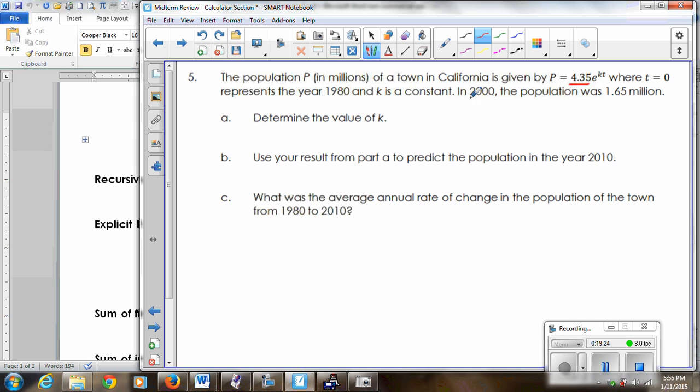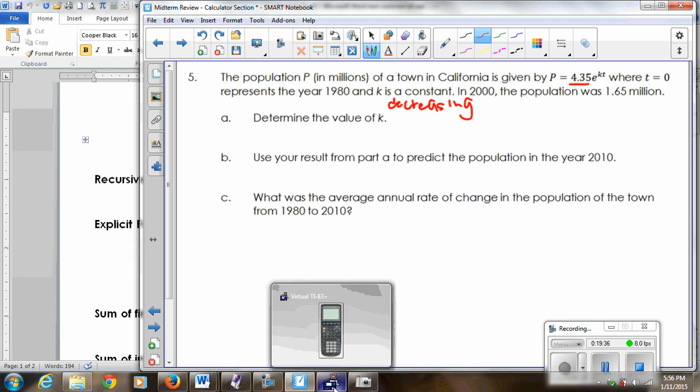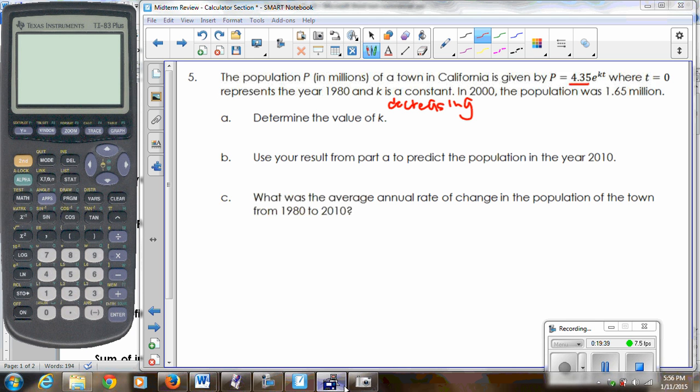That tells me that the population is decreasing. And if it's decreasing, then ultimately, my exponent must be negative. And that's going to be important for us as we go to solve this equation because we're going to rely on our calculator and setting up an appropriate window to do that. So essentially what I'm trying to do is determine the value of K. So if I think about my equation, I've got P is equal to 4.35 e to the kt. So I have 3 unknowns in that case. But if I use this piece of information where I know in the year 2000 I had 1.65 million, then I can go ahead and plug those values in for P and for T.